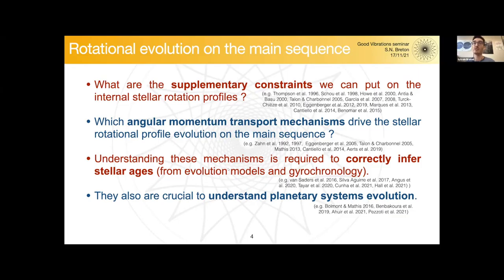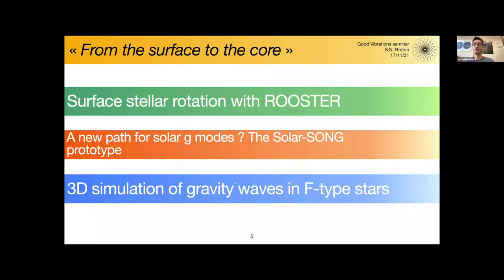differ stellar ages from evolution model and gyrochronology. And they are also crucial to understand planetary system evolution. So here are the main topics I'm going to talk about today.